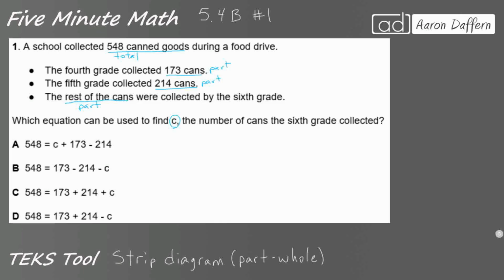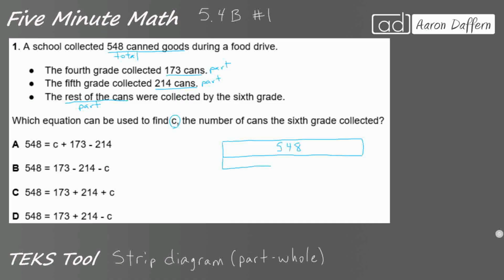So I'm going to put our total, 548, in a bar across the top. There's a lot of different variations of how we can do this part-whole relationship. Sometimes it's a bar on the top, sometimes it's a bar on the bottom, sometimes it's just a line that goes across. There's many different ways, but that's our total. And it looks like we've got three parts.